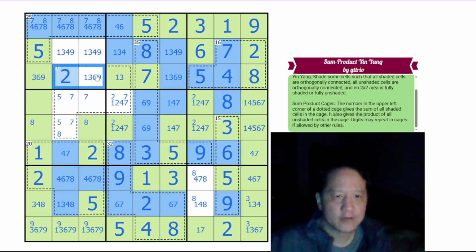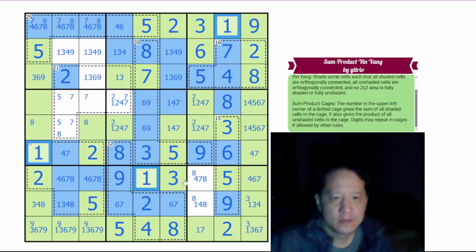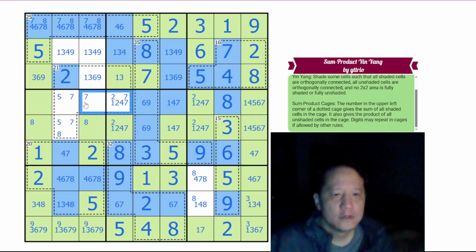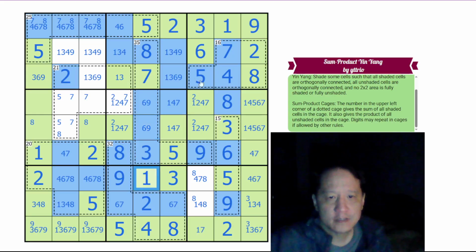What else do we have? I think it's not quite all the twos. Okay, so blues orthogonally connected, greens. The blues have to orthogonally connect here, so then this is blue and this is blue.